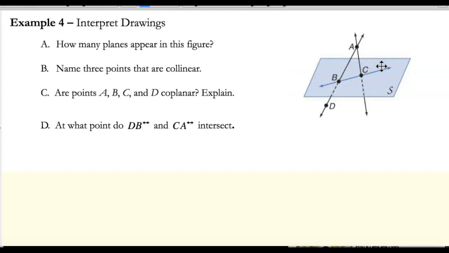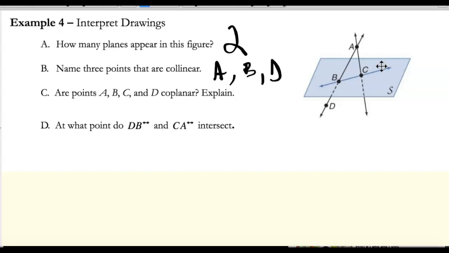So in this case, the number of planes in this figure would be, first of all, plane S, and the one also that contains A, B, C, and D. So there'd be 2 planes. Name 3 points that are collinear. Again, collinear means they are on the same line, and our only choices would be points A, B, and D.